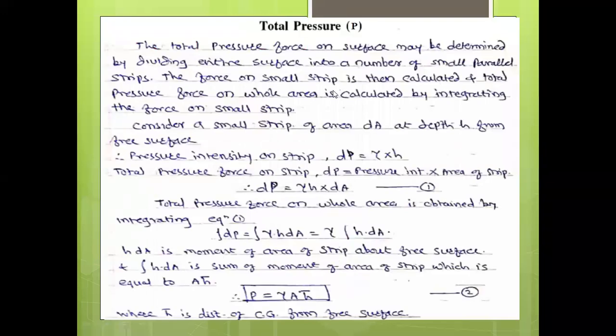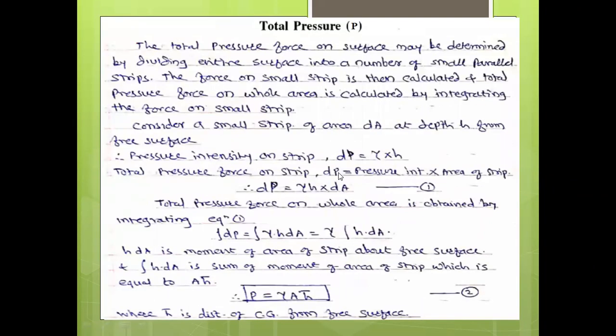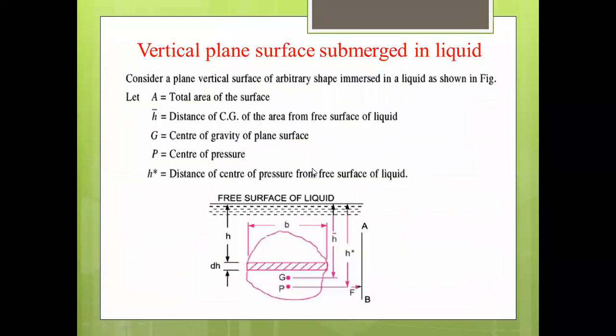Now, first of all, we will derive the equation for total pressure, and then we will derive the equation for the center of pressure. Total pressure force on a surface may be determined by dividing the entire surface into a number of small parallel strips. So for derivation purpose, we have divided this entire surface into small strips like this. Out of the different strips, we have considered this strip for the derivation.